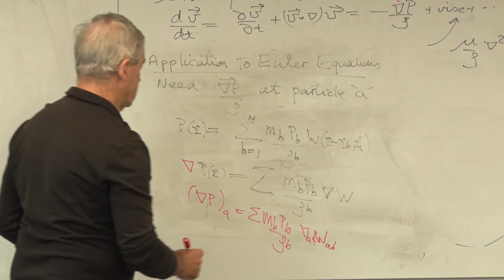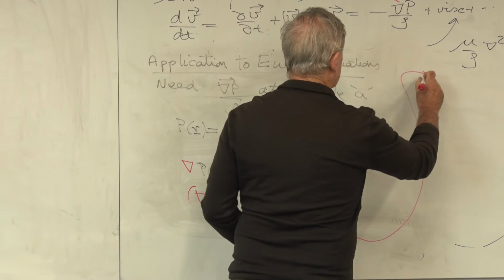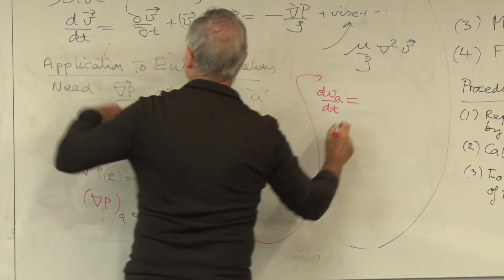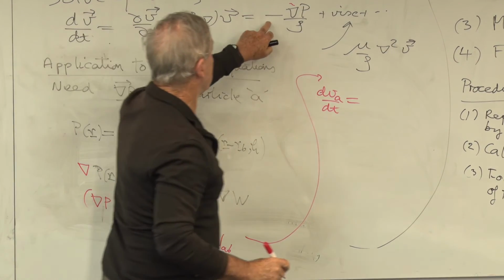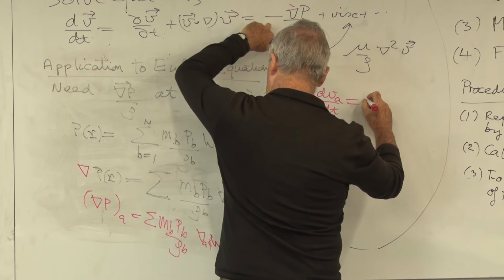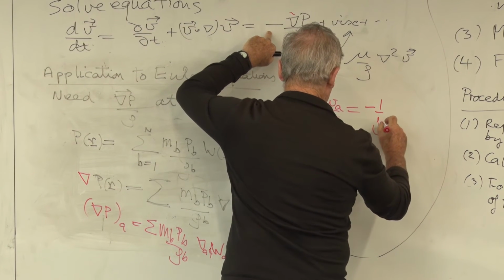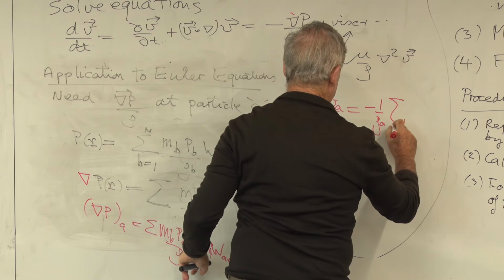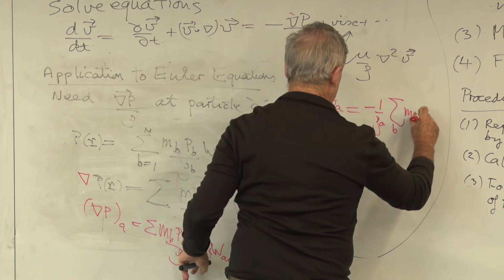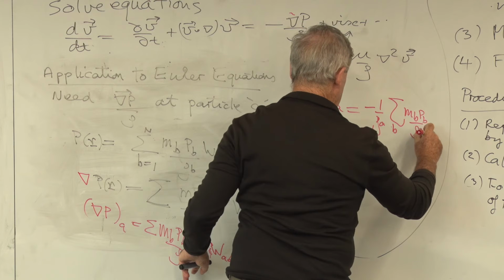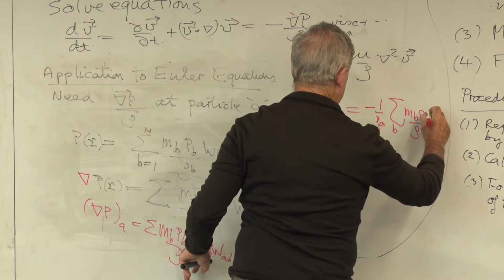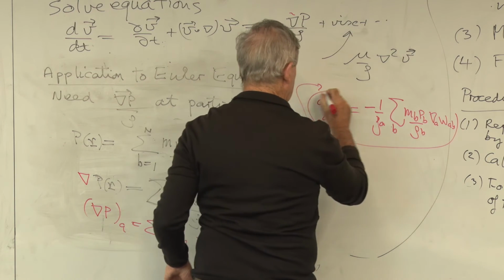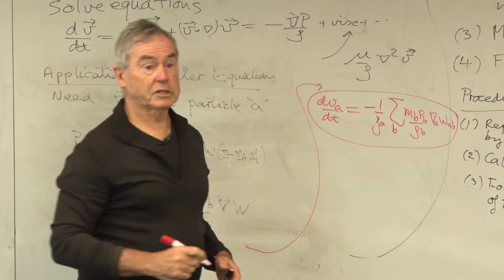So that seems in a way all right. That means dVA dt is equal to minus grad P on rho. Well, it's minus 1 on rho A, that's this one. And then this stuff that we've got here, and I'm going to write it all down. MB, PB, rho B, and grad A, WAB. So that's the simplest thing to use.